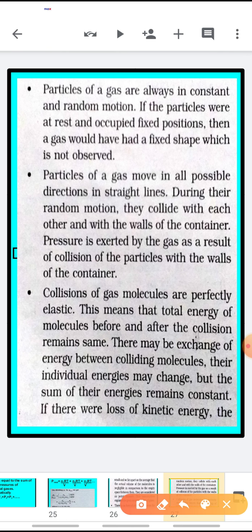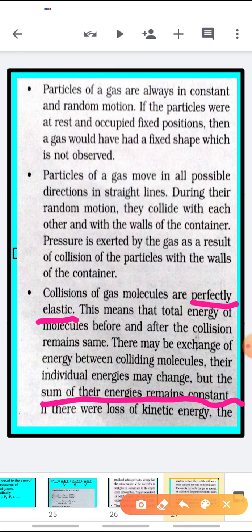What is the meaning of perfectly elastic? Perfectly elastic means that the total energy of the molecules before and after the collision remains the same. There is no loss of energy during the collision. There may be exchange of energy between the colliding molecules and the individual energy may change, but the sum of their energy remains constant. That means the molecular collisions are perfectly elastic.